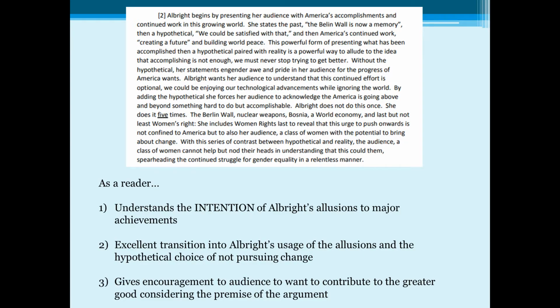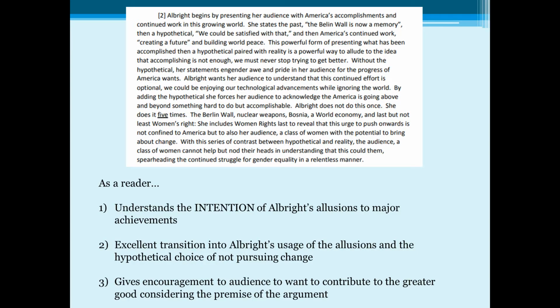So in this case, it's almost like we've done all this. We could stop, right? No, we never stop. This is what America and Americans have always been doing. We always push for more and more, and never excluding and always considering the possibilities. So the third point I've given here gives encouragement to the audience to want to contribute to the greater good considering the premise of the argument, right?